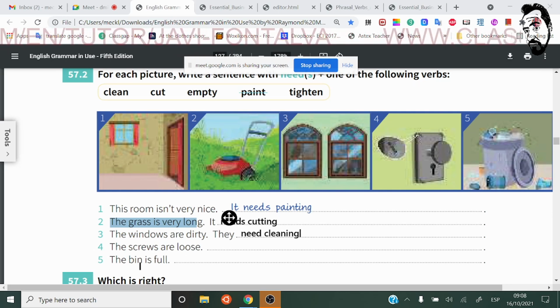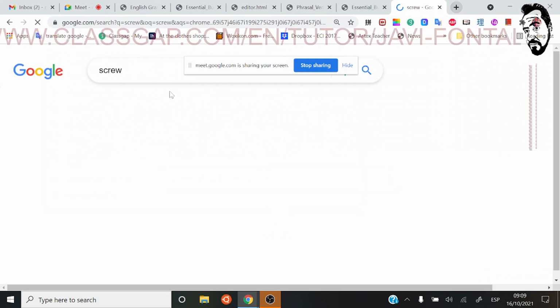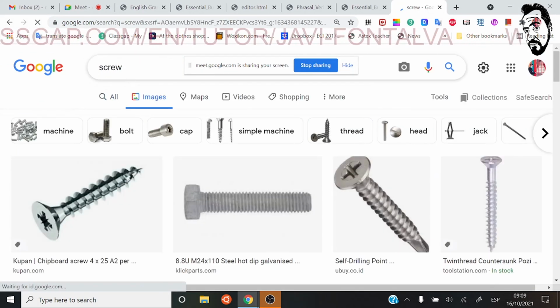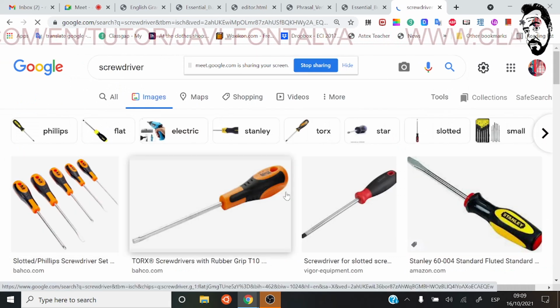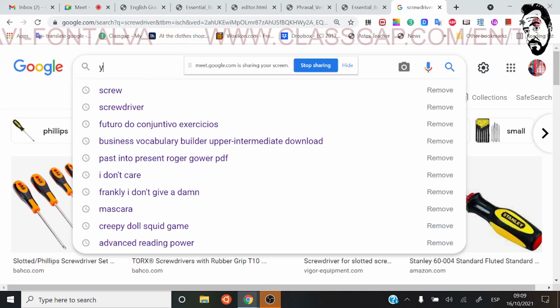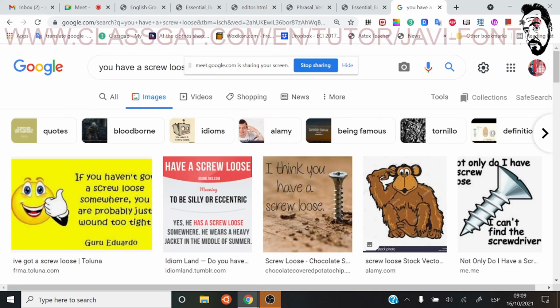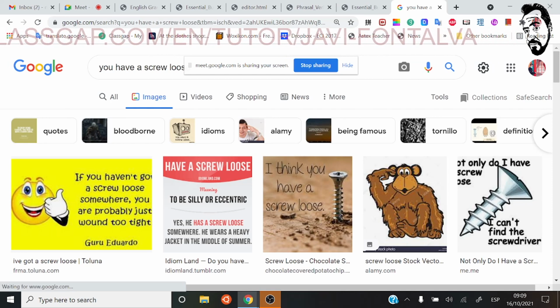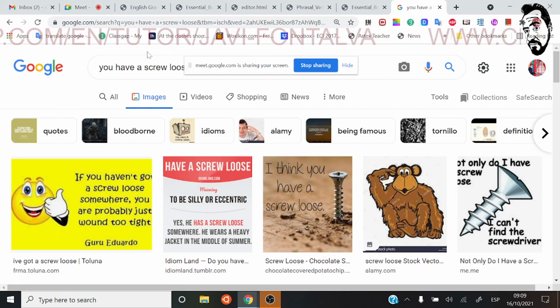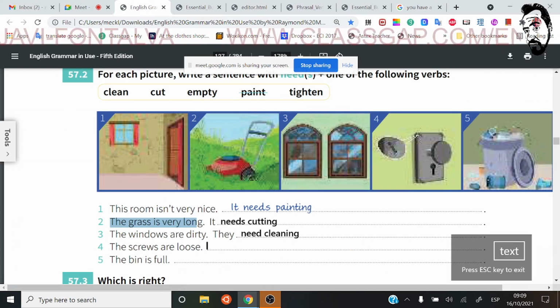Number 4. The screws are loose. Screws. Screw, yeah. Let me show you. Los tornillos. Necesita. Exactly. Okay. Screwdriver. Exactly. So a screwdriver. Yeah, okay. There is also an expression in English. So if someone is crazy, you can say you have a screw loose. Tiene un tornillo suelto, flojo. ¿No? You have a screw loose. Okay, means like you're crazy. Very, very common expression. So the screws are loose.